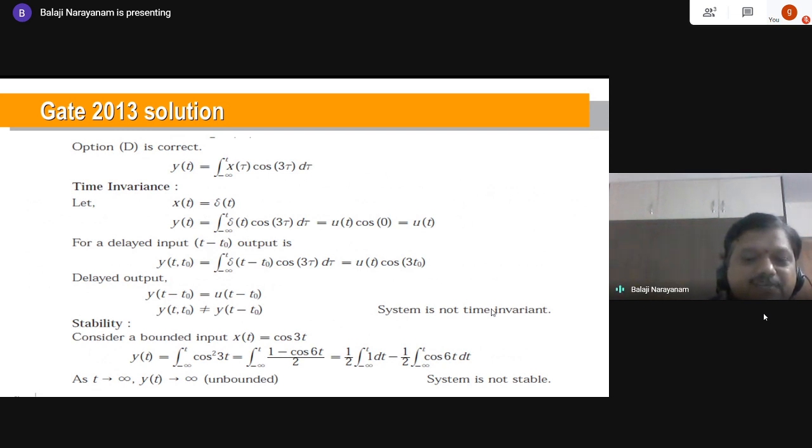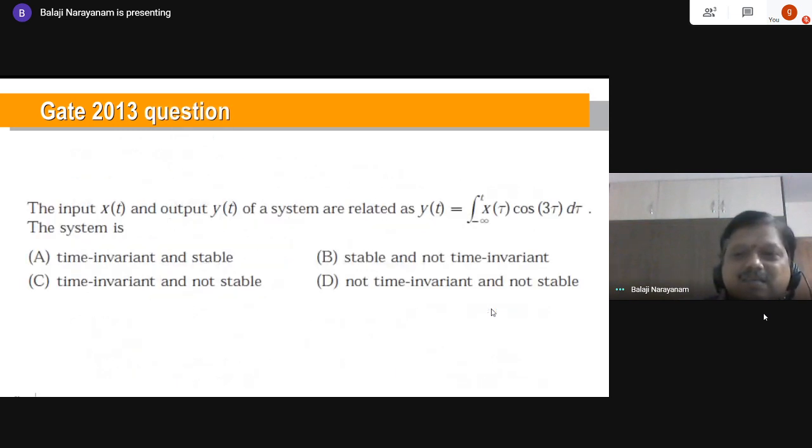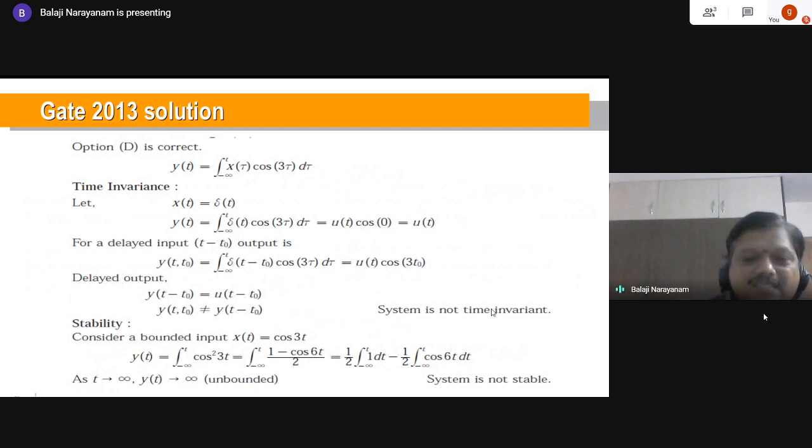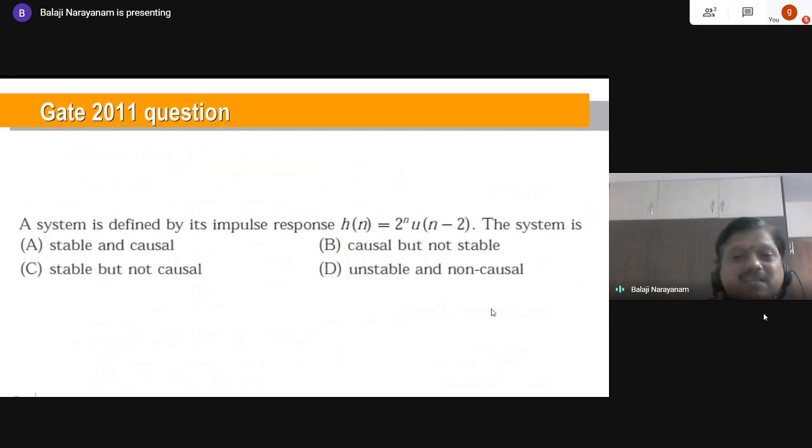Now let us consider the stability case. Integral from minus infinity to t of cos 3t. So x of t is cos 3t. We may write it like this for our comfort. Then as t tends to infinity, y of t also tends to an infinite value. We may conclude that the system is not stable.